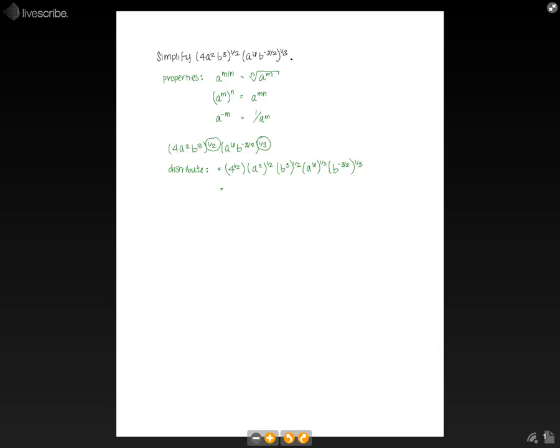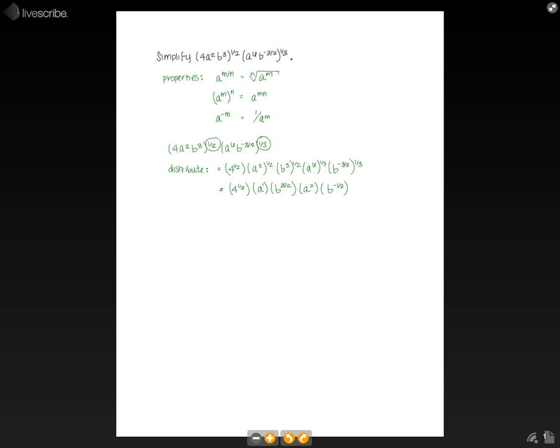So 4 to the 1/2, then we have a by itself now because 2 times 1/2 is 1, or a to the 1, it's the same thing. So then we have b cubed to the 1/2, so 3 times 1/2, we're going to end up with b to the 3/2. A to the 6th to the 1/3 is the same as a squared, and then b to the negative 3/2 to the 1/3 is the same as b to the negative 1/2.